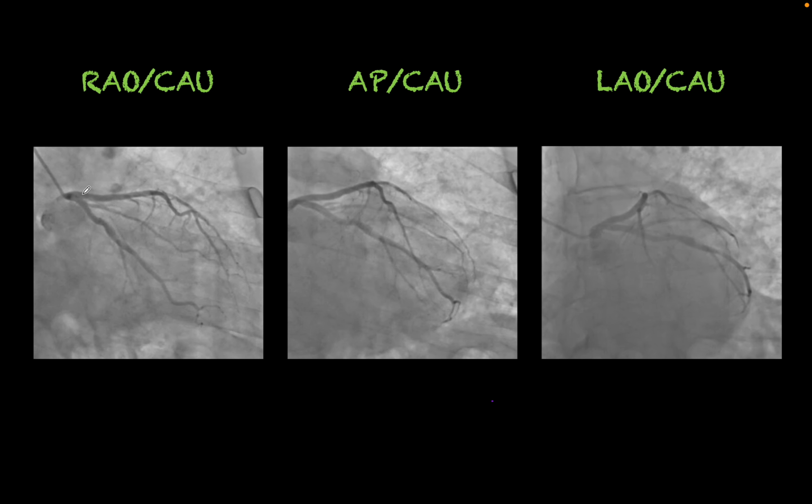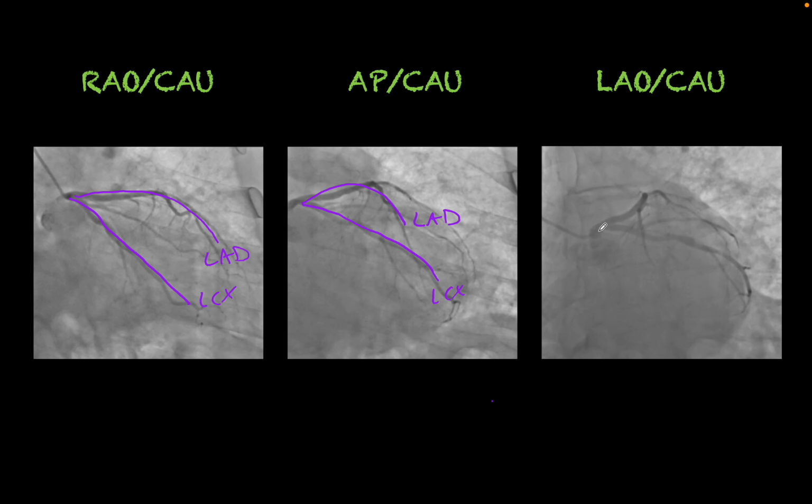If we start in RAO-caudal, in contrast to the cranial views, the circ is front and center. The LAD is located to the right of the circ. And remember, when I say to the right, I don't mean to the patient's right, I mean to the right of the screen. In AP caudal, the circ shifts slightly, as does the LAD, but their relationship stays the same.